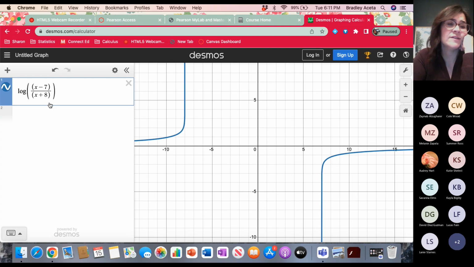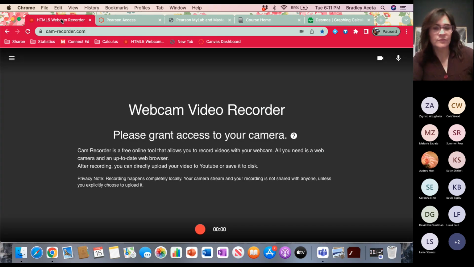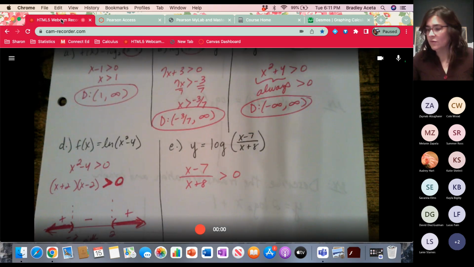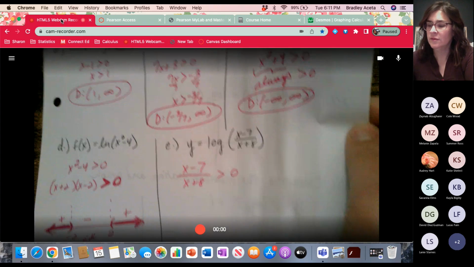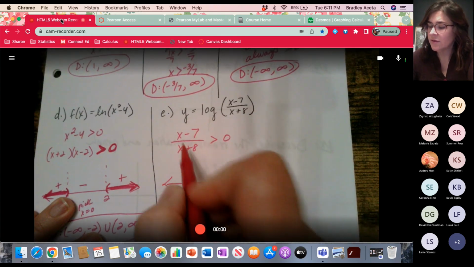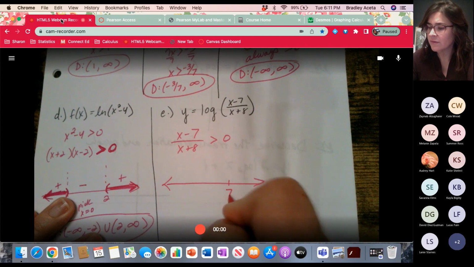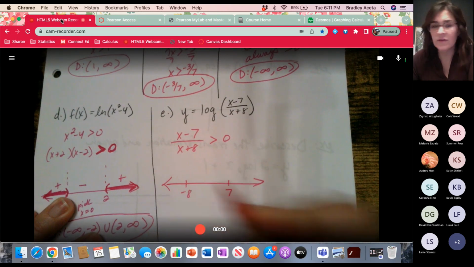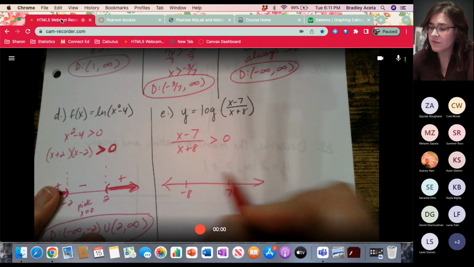And that would make sense with this right here, this fraction. You would have a 0 on top, and undefined at -8 on the bottom, and a 7 would make it a 0 on top. But again, you could always do it analytically to find the domain, which would be: do a little sign test, plot the 0 on top, which is 7, and plot the -8, which is undefined on the bottom. And then do a sign test.